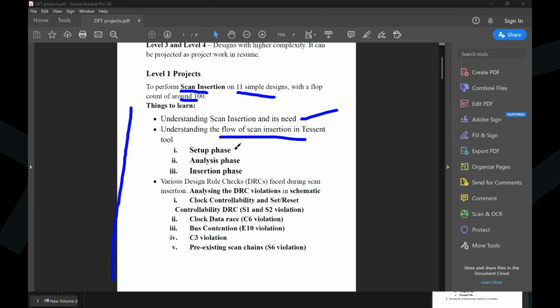Basically, you will have a setup phase, analysis phase, insertion phase. When we do the labs, you'll be able to understand what the setup phase is, what the analysis phase is, what the insertion phase is, and what we are going to do in each phase. This is the procedure. When you want to do scan insertion using Tessent tools, you have to follow a procedure. That is what is called the flow.